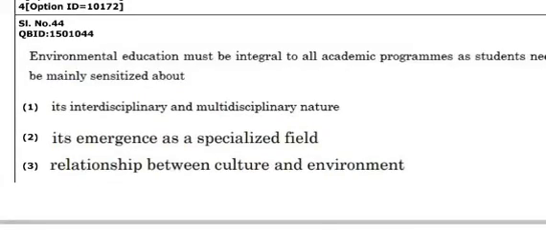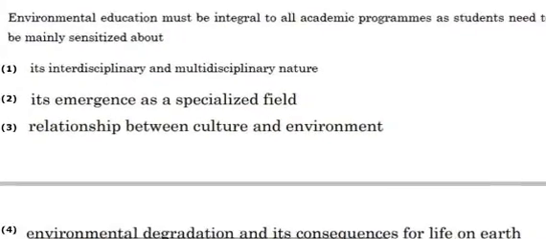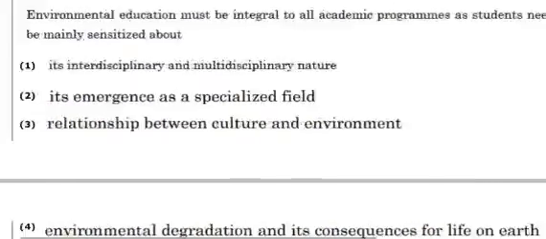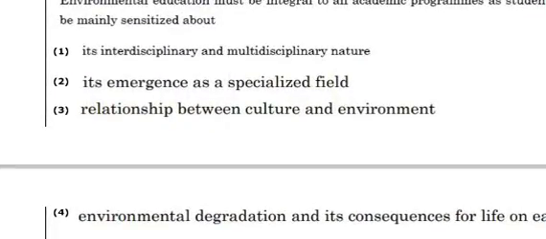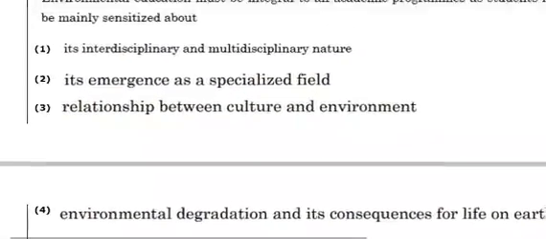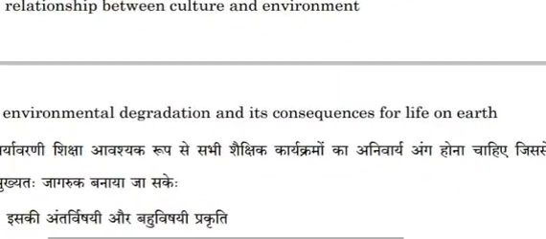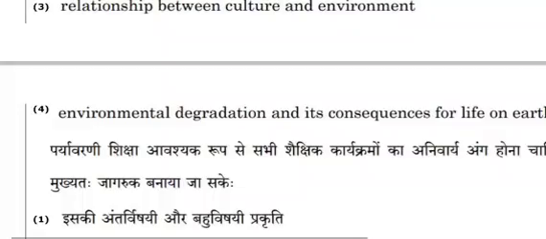Next is number 44. It says environmental education must be integral to all academic programs as students need to be mainly sensitized about. So these are the options. Let me not read it. The 44 correct option will be number D, environmental degradation and consequences for life on earth.